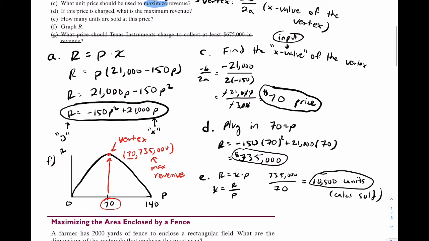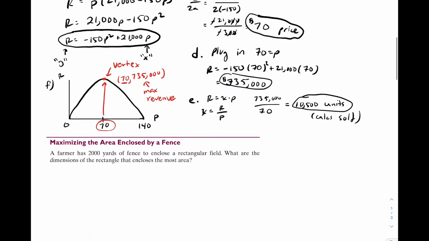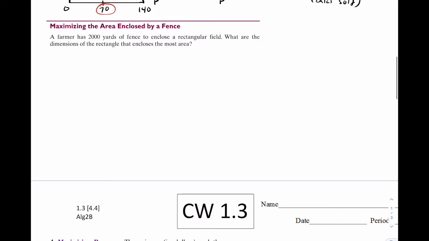And of course, after this video, we'll have time to talk about it if you have more questions. So now we go to our second example, maximizing the area enclosed by a fence. So it says a farmer has 2,000 yards of fence to enclose a rectangular field. What are the dimensions of the rectangle that encloses the most area? So you see this word most, maximize. Anytime you see that, you gotta think this is a vertex problem. So that's what I really want you guys to understand and train your brains. You ever see the word maximize, minimize, most, you're looking for the vertex.